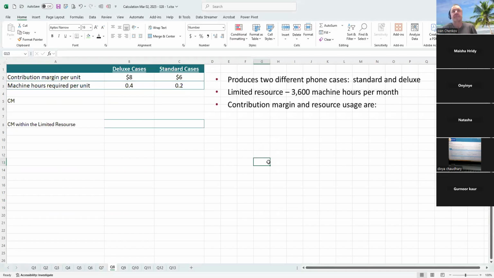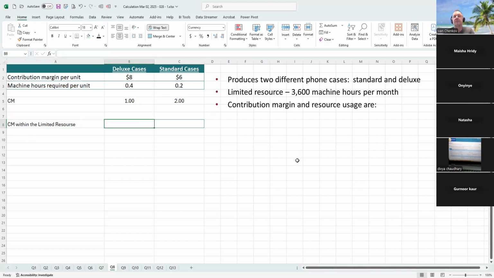Based on the contribution margin only, which is my profitable product? Deluxe cases. Deluxe case. That's number 1, that's number 2. So I should focus everything on product 1, correct? However, I have a limited resource. Which is the limited resource? Machine hours. So what I have to find out is how much is my contribution margin within the limited resource? What I'm chasing is contribution margin per machine hour.